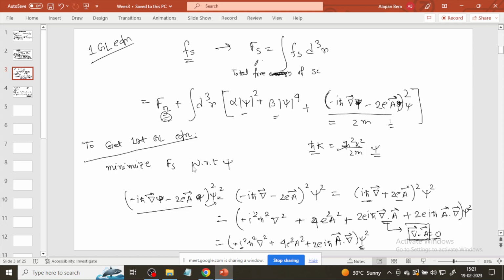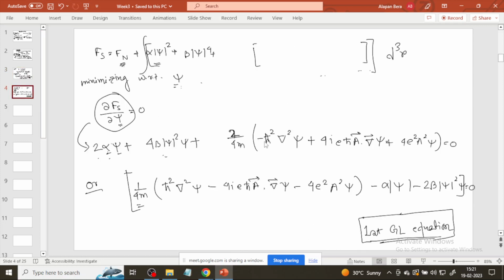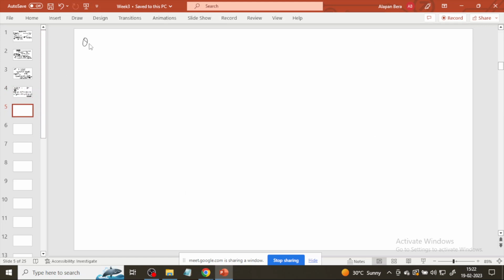So now the simplified form is this, and after that we again put this term back into the equation, and by the minimization condition, we take the derivative with respect to psi, the order parameter, to be 0. So that implies that this term has to be 0. And from doing all the simplification, we finally reach this equation, which is called the first GL equation. So this ends our question number 1. Now we approach deriving the second Ginzburg-Landau equation.